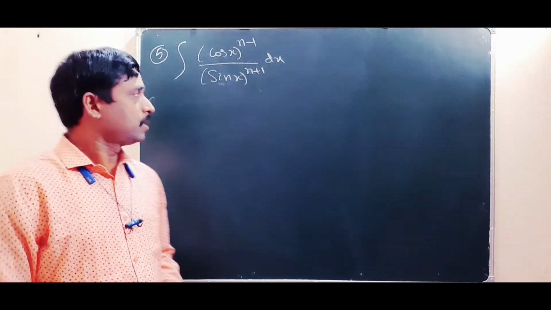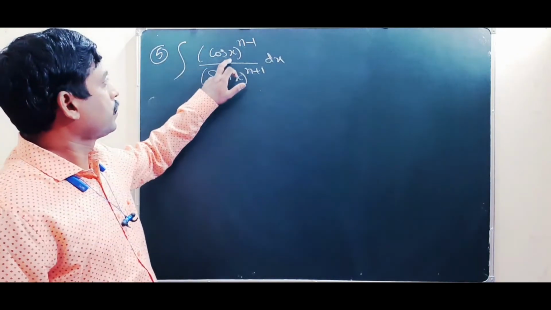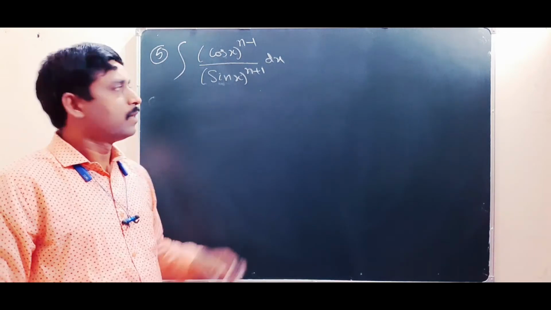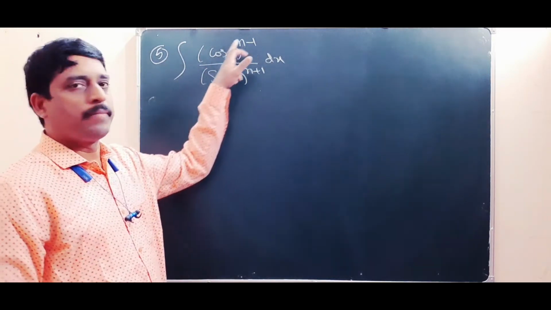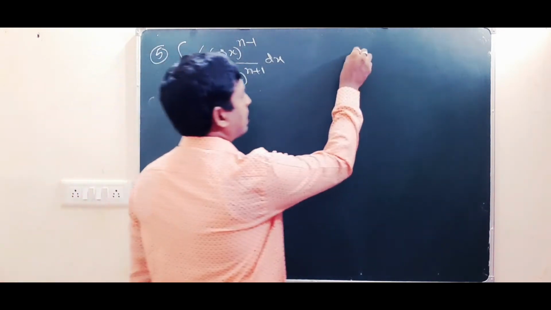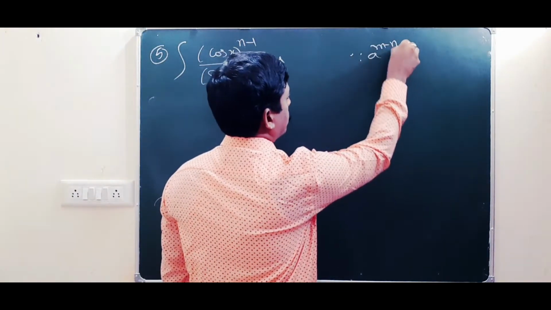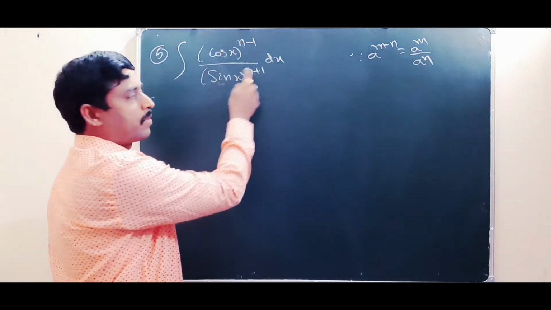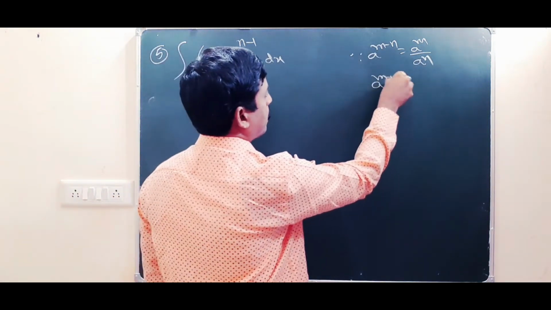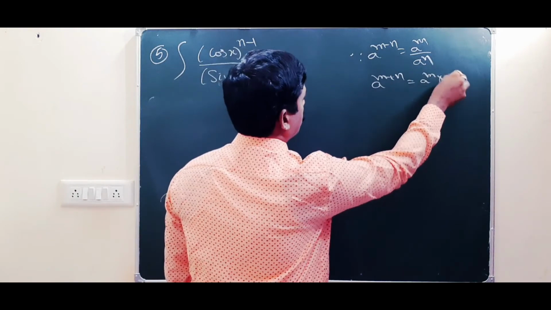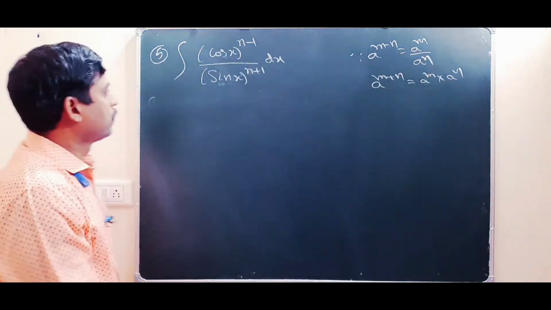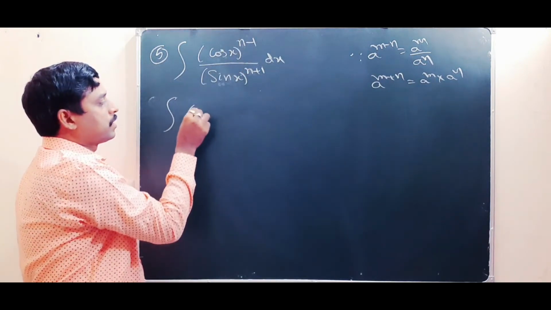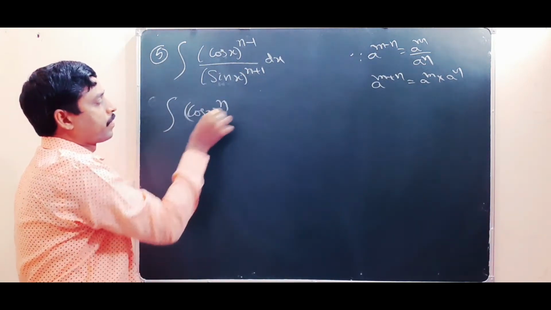Okay, moving on, next question. Integral of cos x to the power n minus 1 by sin x to the power n plus 1 dx. We have the a to the power m minus n formula. A to the power m minus n is equal to a to the power m by a to the power n. So a to the power m plus n is equal to a to the power m into a to the power n. Now cos x to the power n minus 1 can be written as cos x to the power n by cos x.